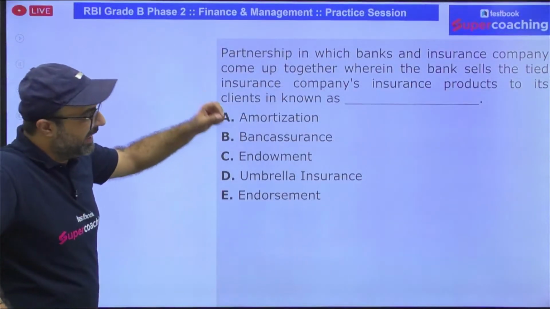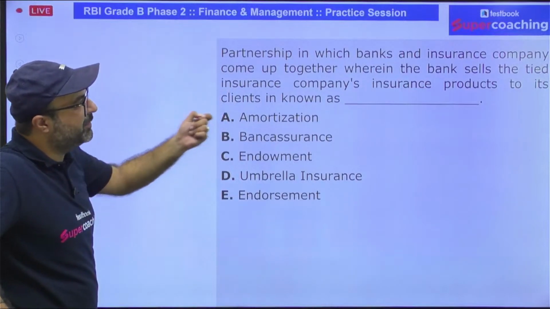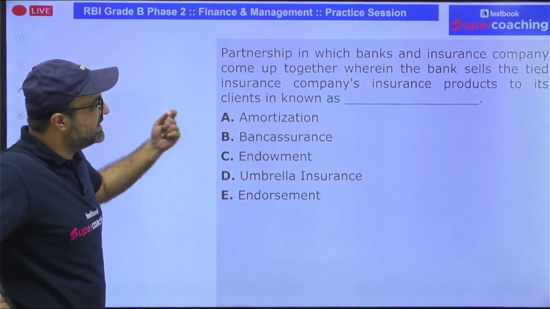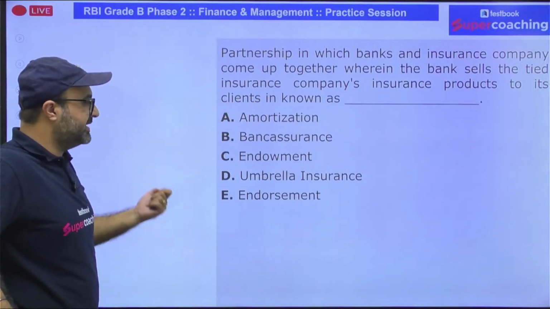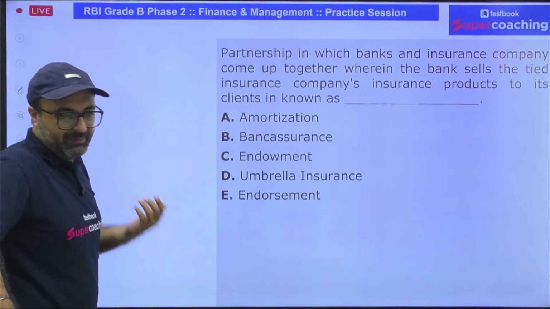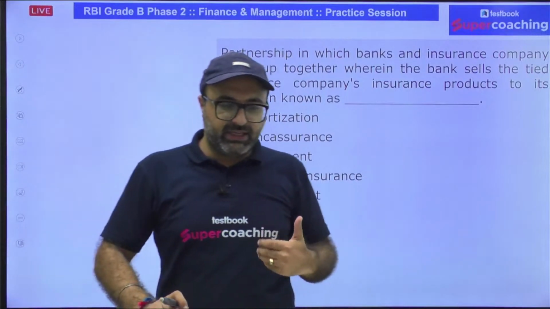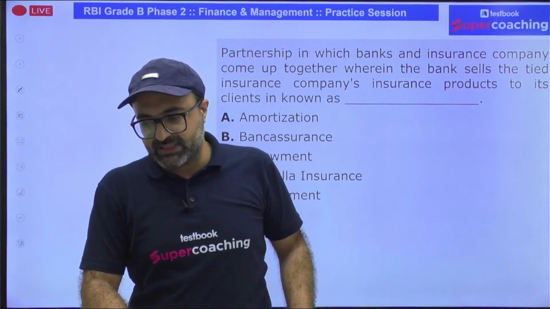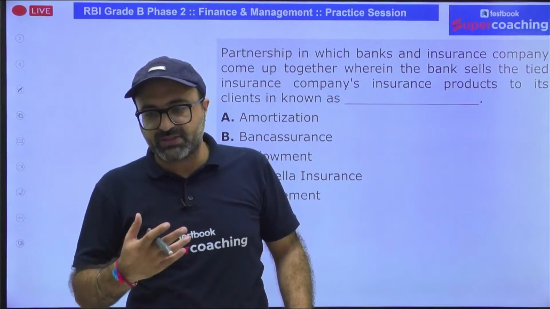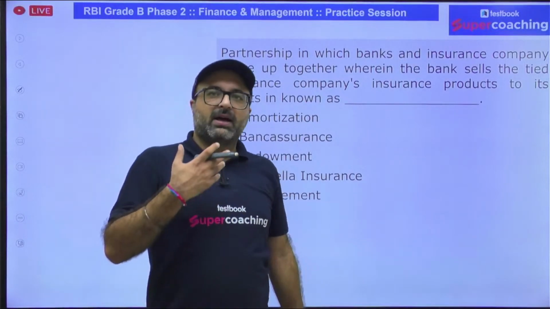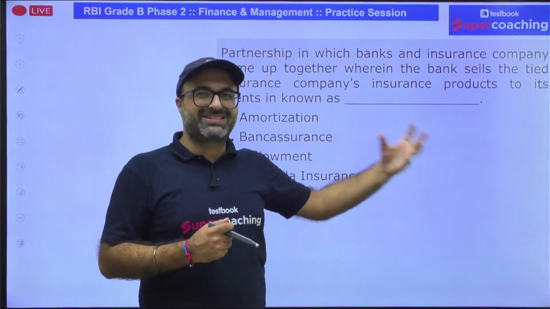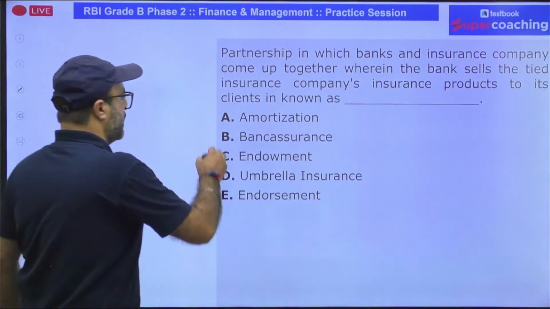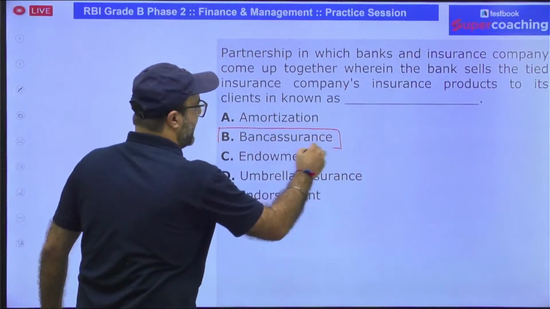Partnership in which bank and insurance companies come together, wherein the bank sells the tied insurance company's insurance products to its clients, is known as what? So when banks sell insurance services, or I would say insurance policies, to their customers, it is basically termed as what? So it is basically termed as banca assurance.